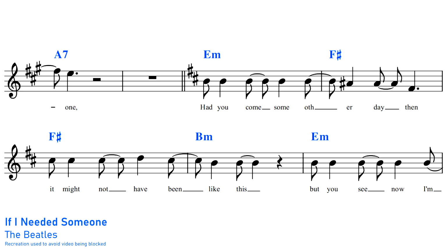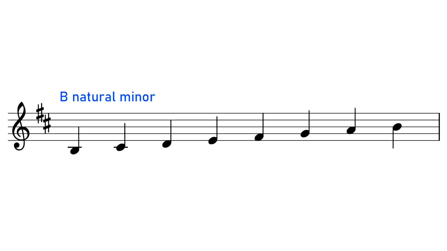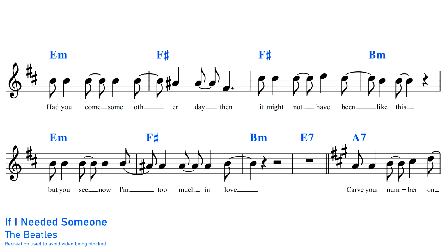Now I should note that here George is actually using a variation of the B minor scale. He's using the B harmonic minor scale. Harmonic minor is exactly the same as our regular natural minor scale, however the 7th degree has been raised, as we can see here in the melody and in this F sharp major chord, which would usually be an F sharp minor chord.